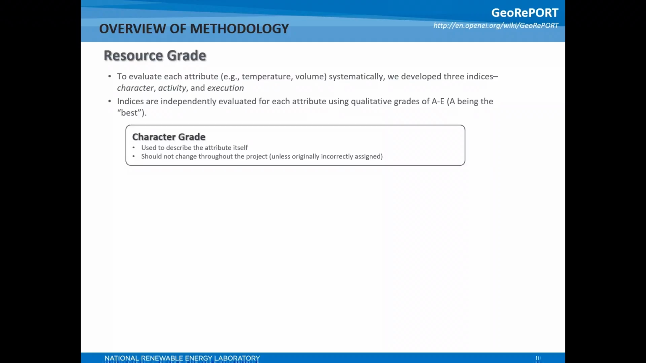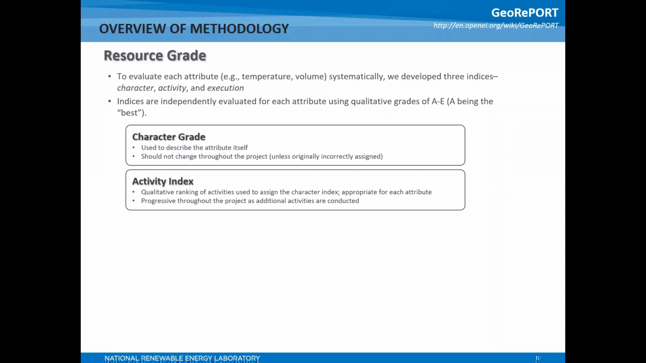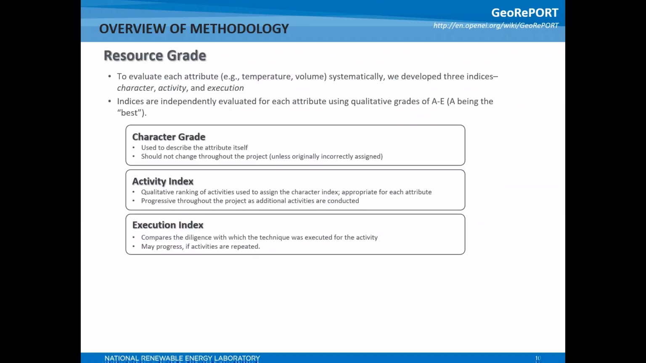For example, how hot is the resource? Is it really hot, a grade A resource, or relatively cool, a grade E resource? The activity index is used to indicate how you know the grade. For example, are you pulling the estimated temperature from a regional heat flow map, an activity index of E? Have you conducted geothermometry at the site, an activity index of C? Or have you actually drilled into the reservoir and measured the temperature, an activity index of A.